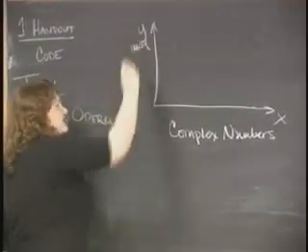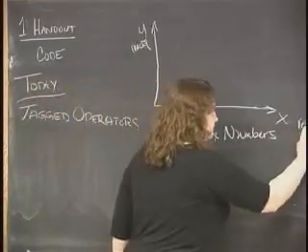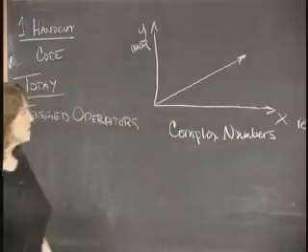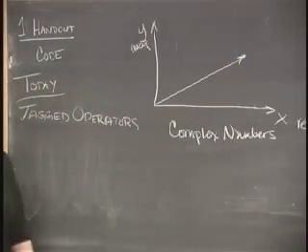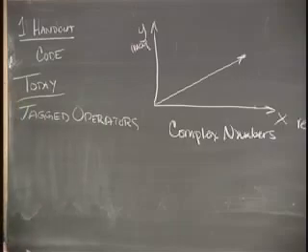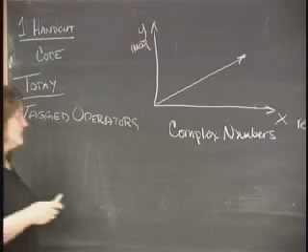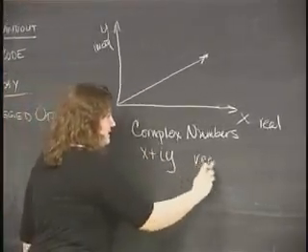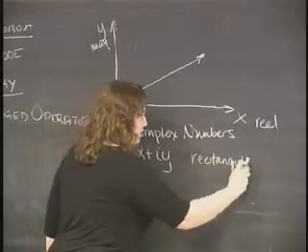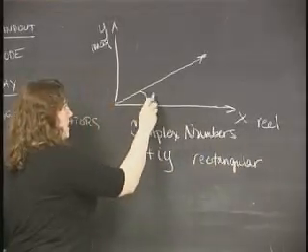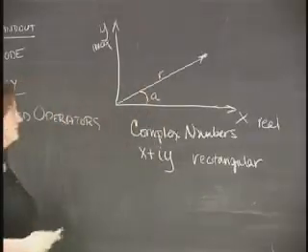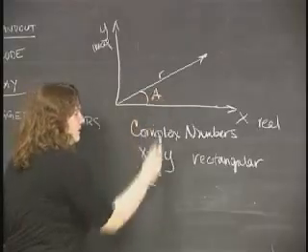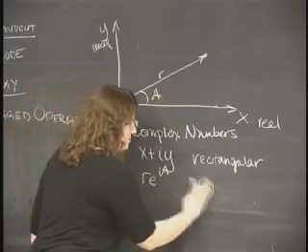Y is the imaginary axis. X is the real axis. Let's say we have some complex number. There are two ways to represent a complex number. Anyone? X plus iY, known as rectangular form. Or r e to the iA, this should be a capital A. Rather, polar.